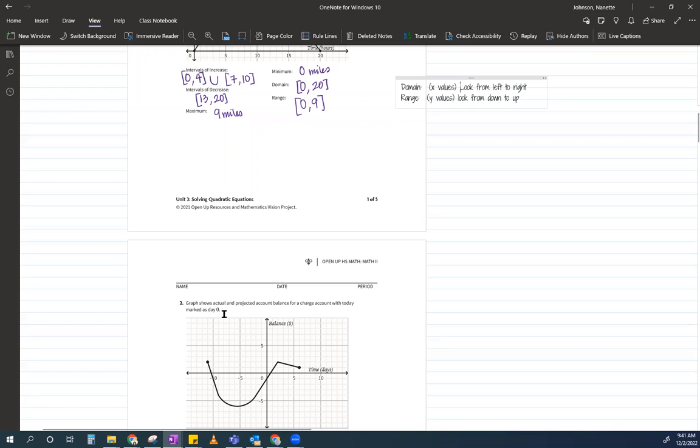So it says the graph shows the actual and projected account balance for a charge account with today marked as day 0. So going backwards, right? Well, the balance is how much money you have in the account, right? And then this is the days. So at day 0, here we are, and it looks like we owe $1, right? We are short $1. And at day 6, we have $1 in there. I don't know if it's $1 or hundreds or thousands or whatever. I'm just going to pretend it's $1.